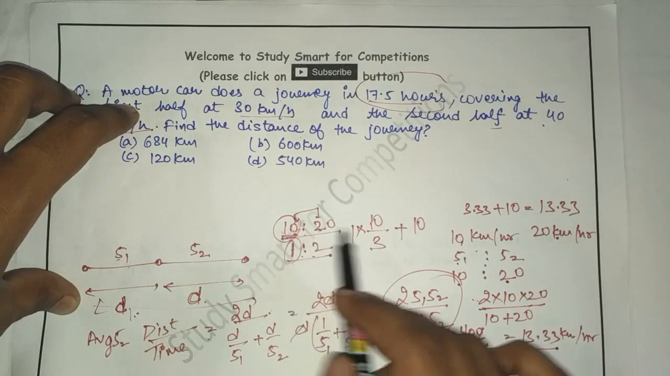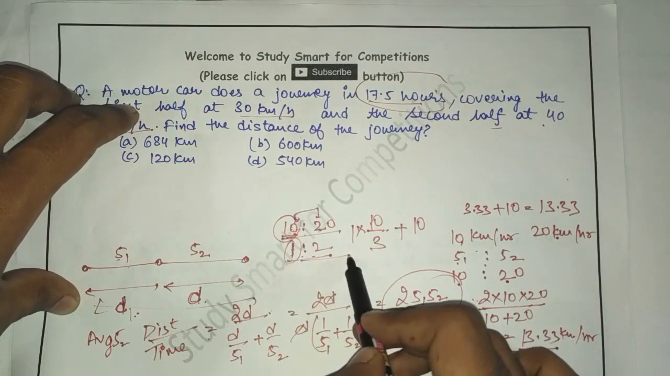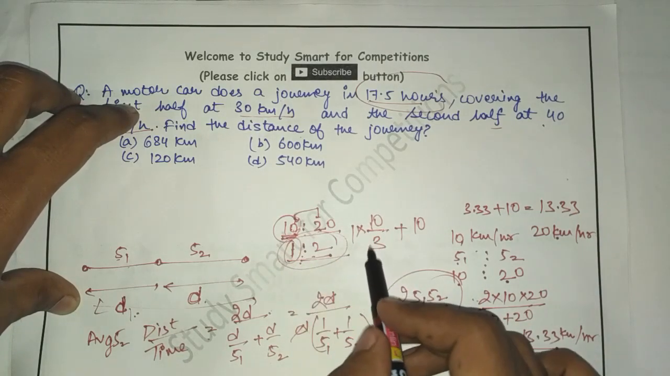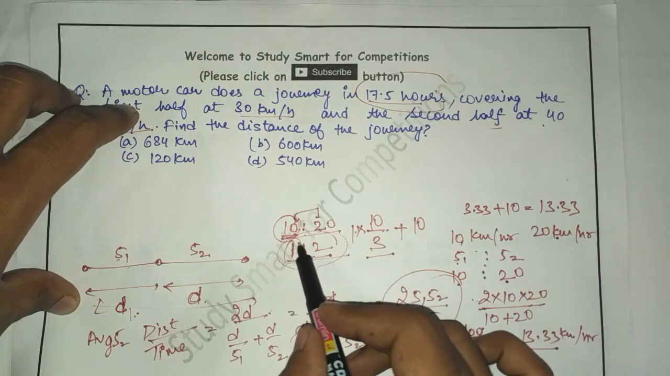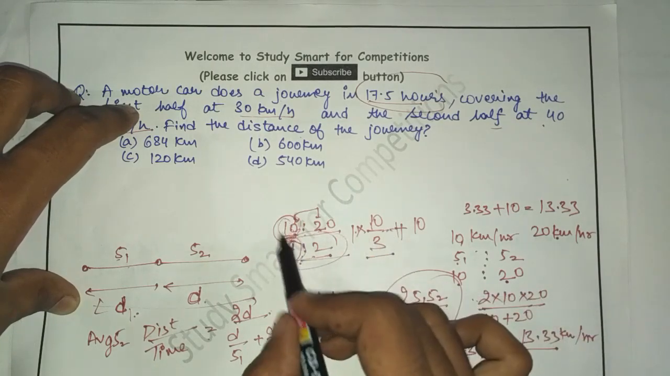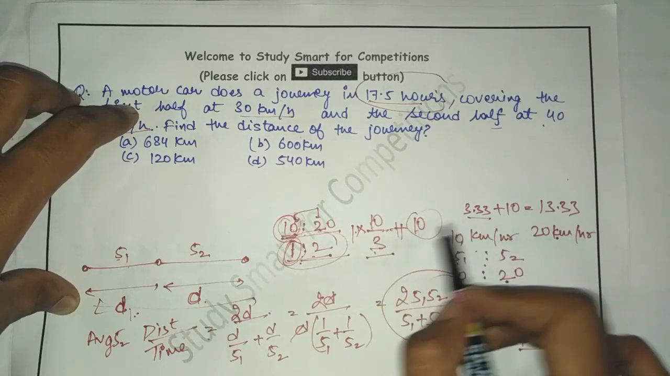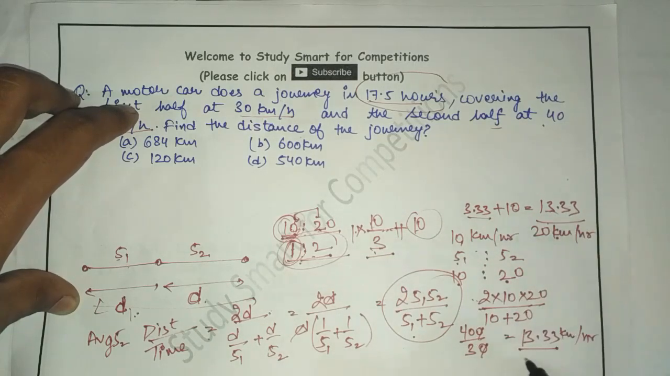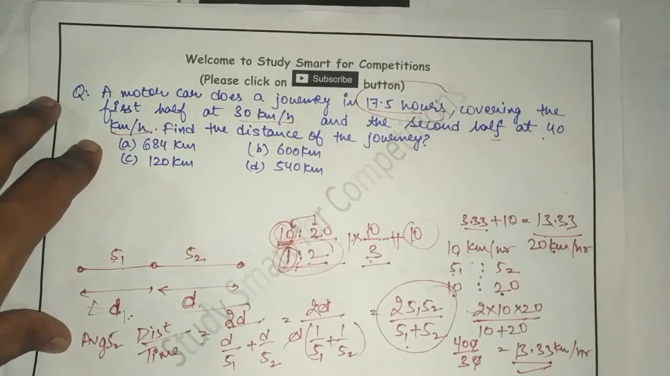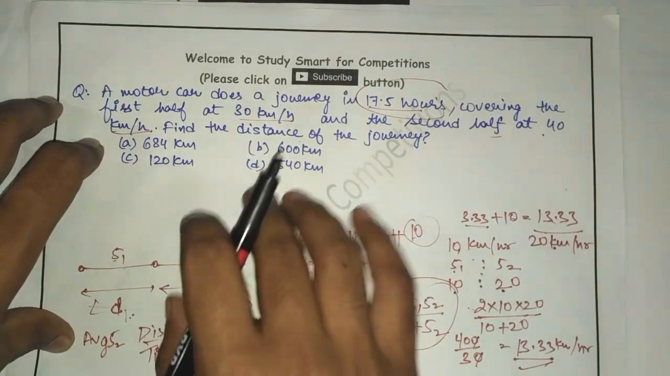That comes out to 20 minus 10, that is 10, divided by the total sum of the ratio, that is 3, multiplied by the least ratio plus the least speed, and that comes out to be 10 by 3, 3.33 plus 10, 13.33. Both answers are the same, so you can follow this trick also. So we will implement this trick in this question also.